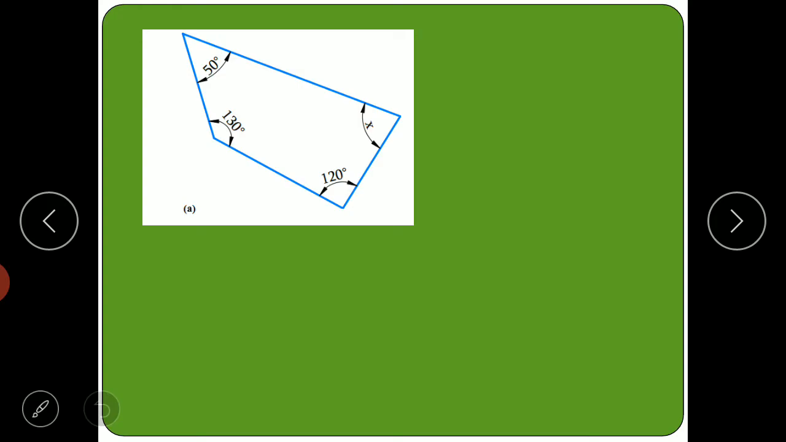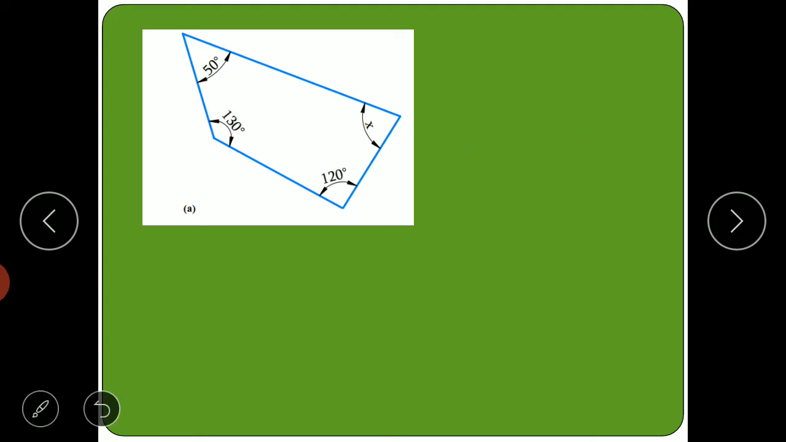First, before finding the measure of angle x, see what type of polygon the given one is. It has four sides: 1, 2, 3, 4. So it is a quadrilateral. In the previous questions we learnt the angle sum property: when you add all four angles, you get 360 degrees.